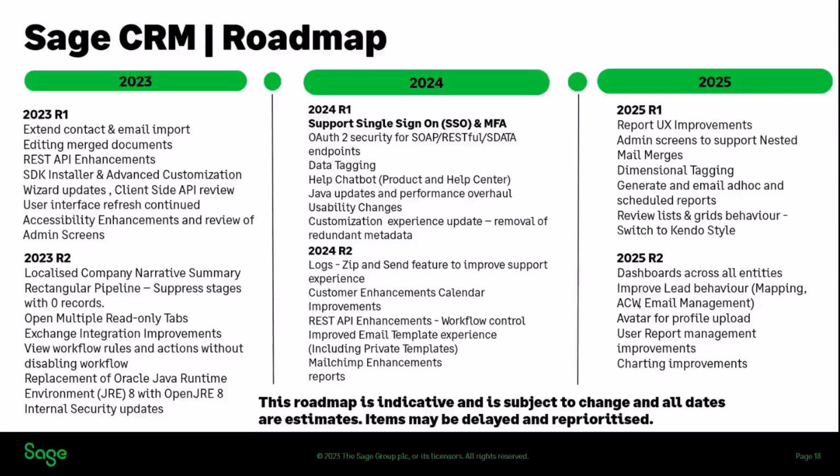We also had introduced a company narrative feature, which in this version we've also taken on further. So we've implemented localized narrative summary. We have been listening to our partners and our customers to say, well, if you don't like a feature, let's see if we can make things better. So you'll see that we've got some changes to the pipeline in this release. We've implemented some read-only tab ideas. We've made some improvements to the Exchange integration, etc. And I'll explain all these as we go through.